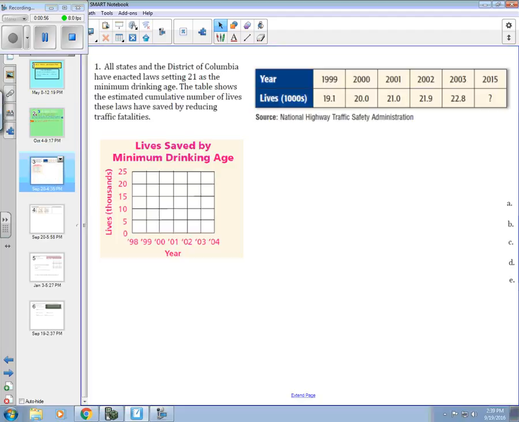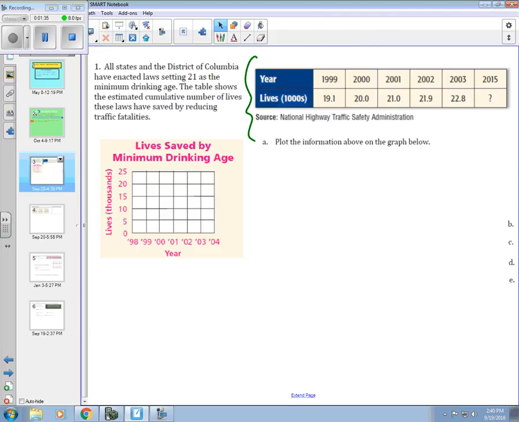Okay, so on your note sheet on number 1, there is a table here of some data. And the data is in the description. It says all states in the District of Columbia, or Washington, D.C., have enacted laws setting 21 as the minimum drinking age. The table shows the estimated cumulative number of lives that these laws have saved by reducing traffic fatalities. So this table right here indicates that data they were just talking about. What we want to do here is take this data and use it to make some predictions.